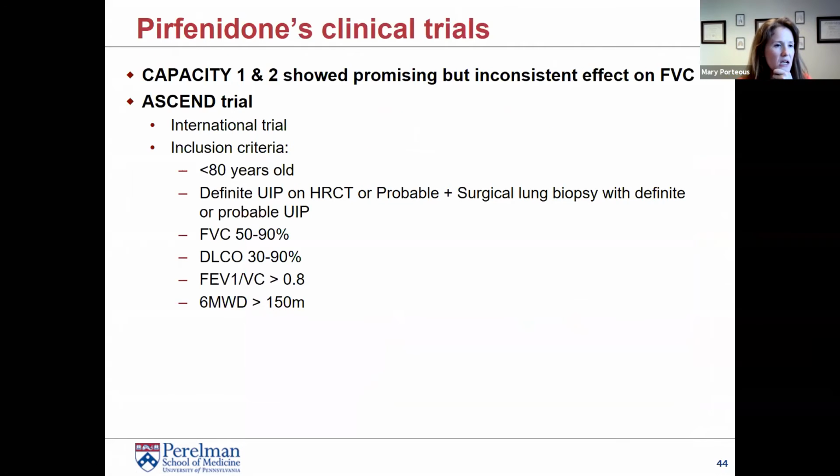It was studied, I'll tell you, in the interest of time, in 2 CAPACITY trials that showed promising but inconsistent effect, and so another trial was required. Basically, you had to have definite UIP on high-res CT or have a probable diagnosis. You had to have an FVC above 50, a DLCO above 30. You couldn't have obstruction on PFTs, and you had to at least be able to walk 150 meters.